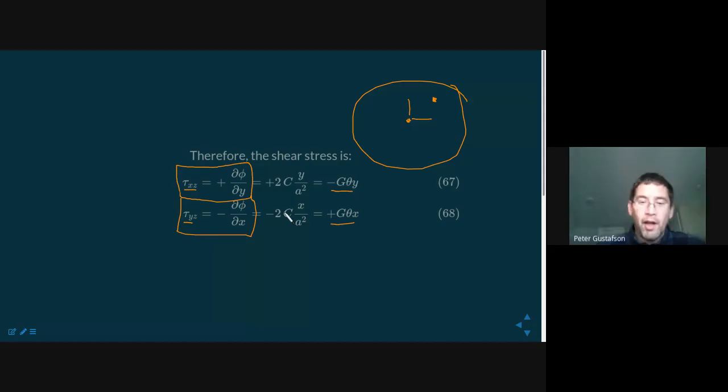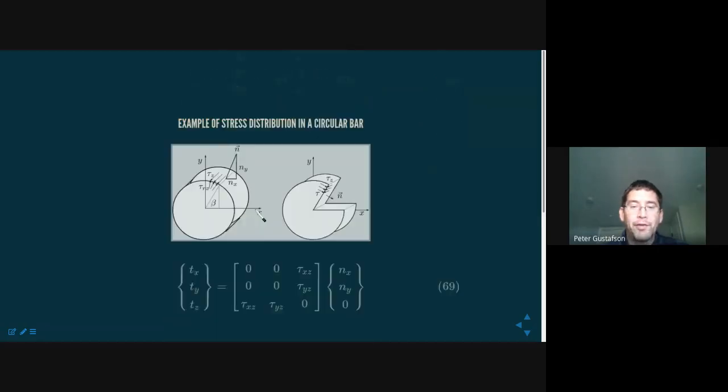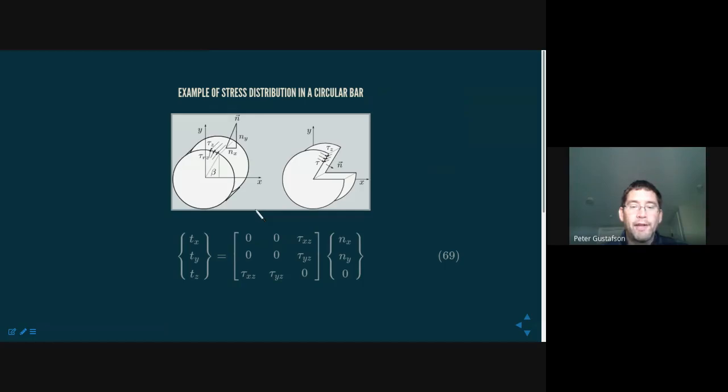Okay. Moving on, we've computed, we did the whole shebang, right? We did it for the solid shaft. We can now actually look at the stress distribution in the bar. This is another interesting twist on the same problem. Okay, we still have this solid shaft. It's still circular in cross-section. And now what I'm going to do is I'm going to take some equilibrium cuts.